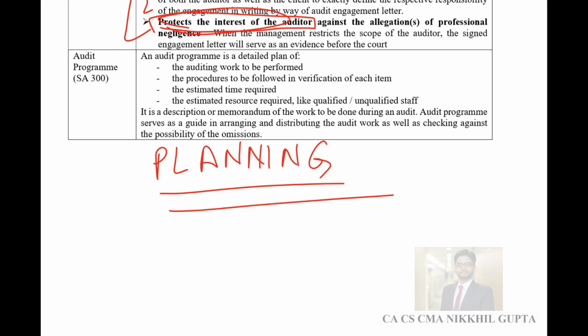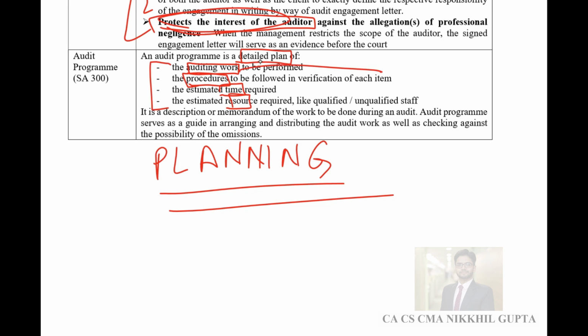So let's read the definition of audit program. An audit program is a detailed plan of auditing work to be performed, what work is to be performed, then what procedures are to be followed for verification of each item, estimated time required, how much time is required, and estimated resources required. Resources means how many people are required, how many laptops are required, how many trainees are required. So these are the things in an audit program.